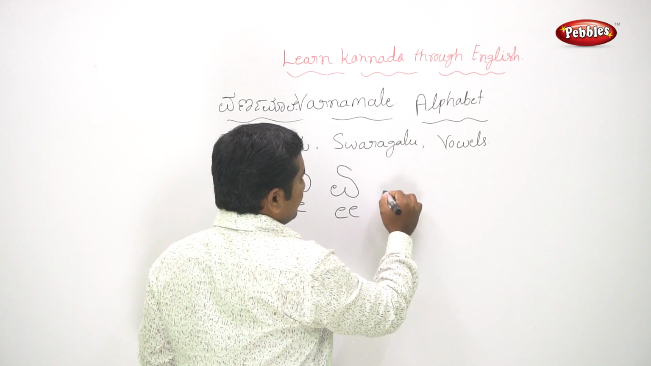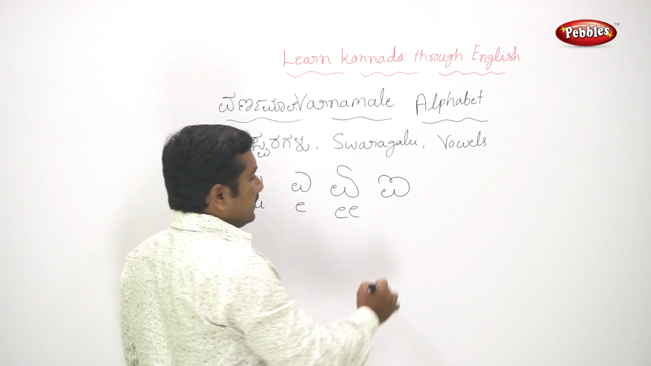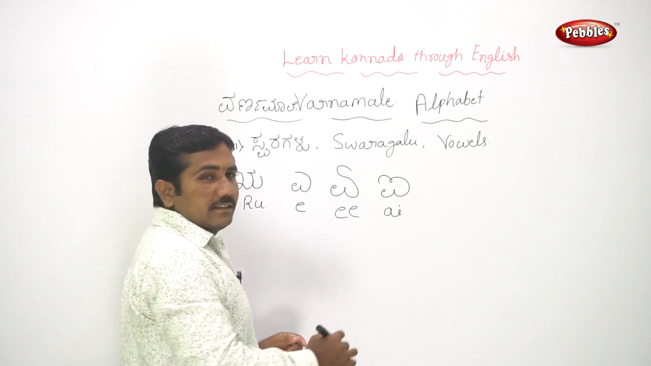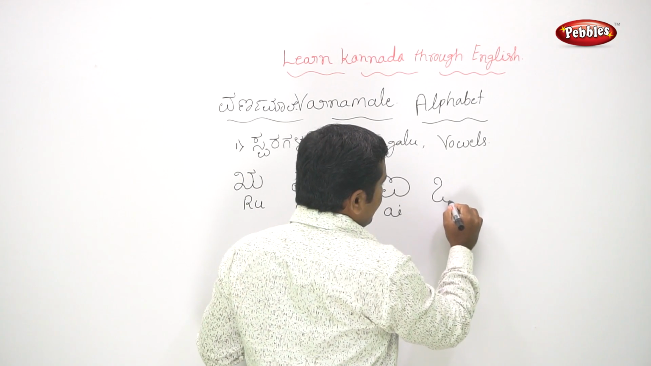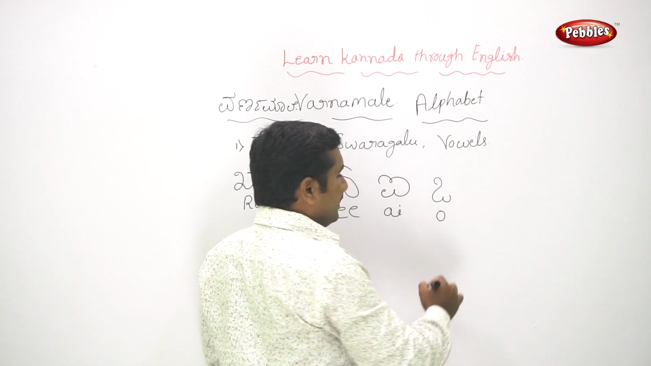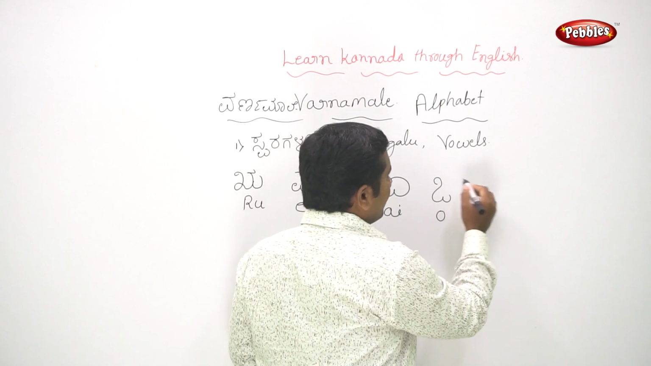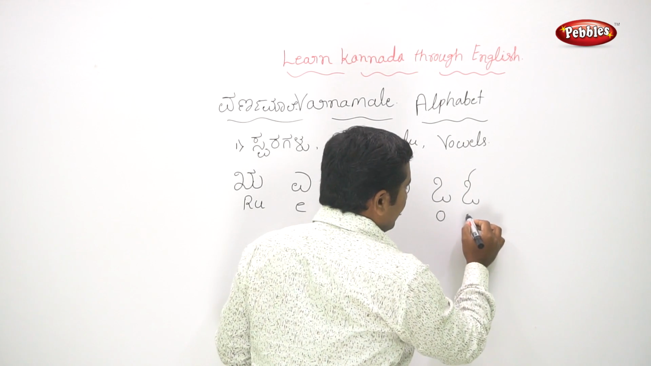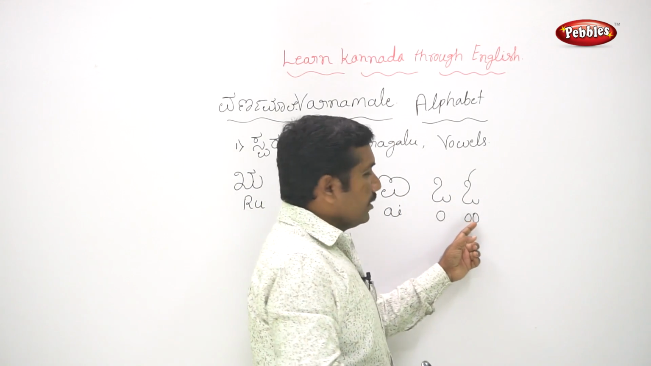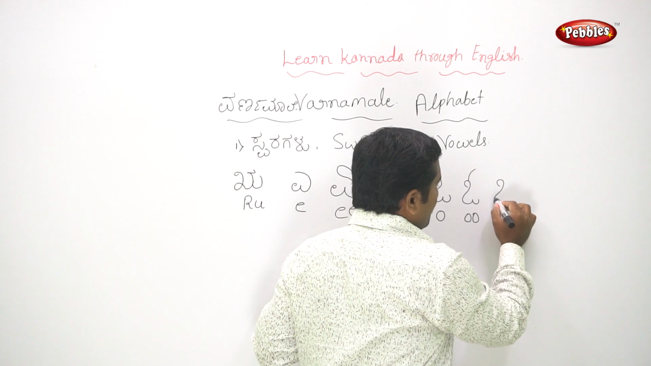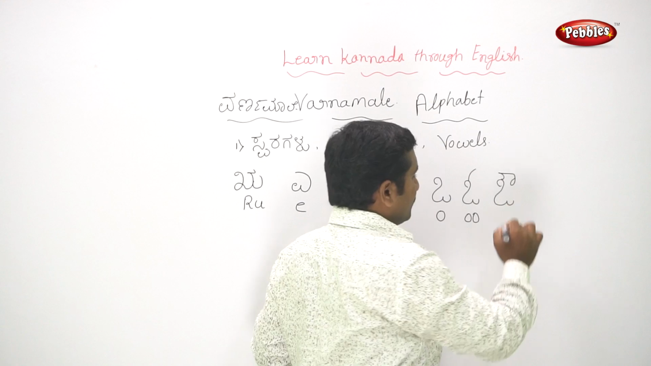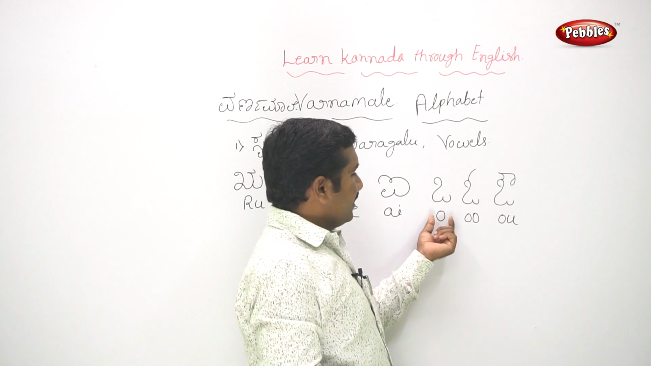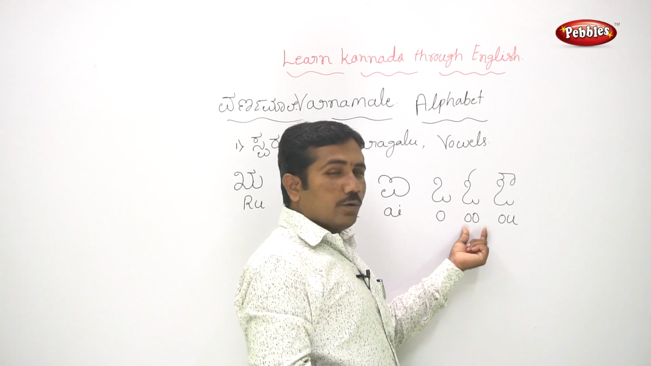Next one is E. Here I write it as A and I. A plus I is equal to E. Next one is O. Here also you have taken less sound. The English letter is O. In the next letter, O, double O will come. Next one is OW, in English letters O U. See, here three letters are similar: E, O, OW.